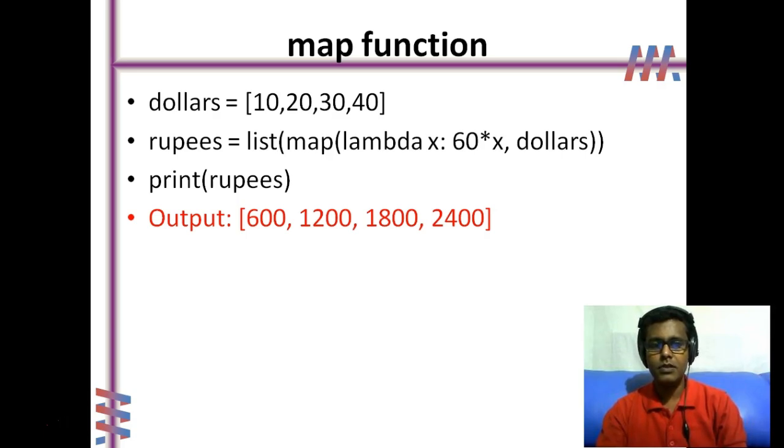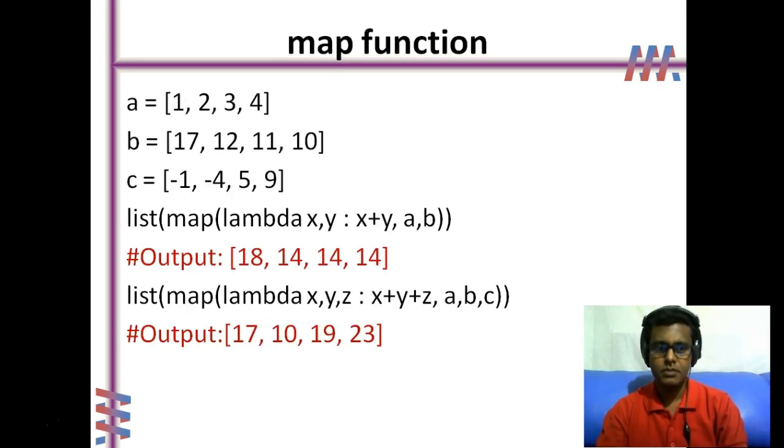Now let's see some more examples regarding the map function. There are three lists available here, A, B and C, and the values are given over here. Now I am going to write a lambda function. There are two lambda functions available here. One is lambda x comma y colon x plus y comma A and B. So this A and B will be supplied as the input to this lambda function.